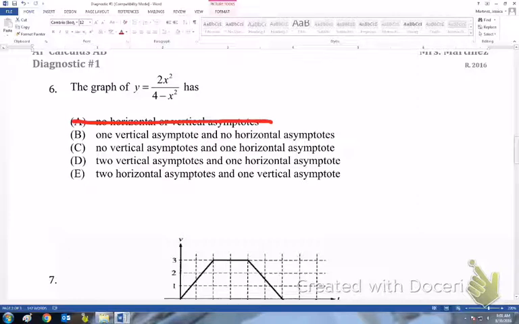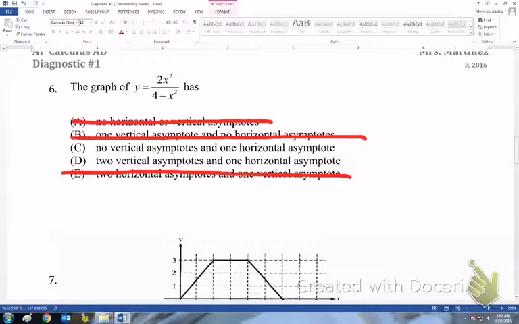B says there's one vertical and no horizontal, so I know that's not true. C says there's no vertical and one horizontal. We'll see if that's true. D says one horizontal, and we'll see if that's true. And then E said 2 horizontal, which we know is not true. So it's either C or D from this point.